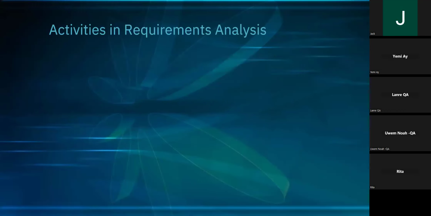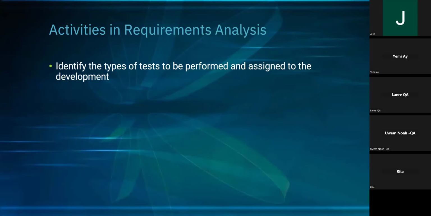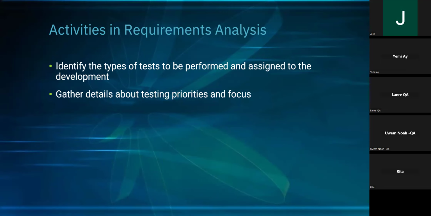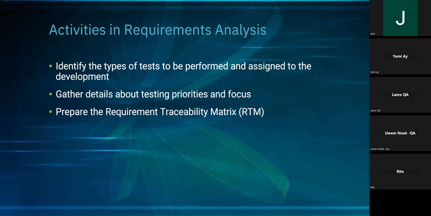So we'll start taking each of them one after the other. The activities in requirement analysis: 1, identify the types of tests to be performed and assigned to the development. That's what you are trying to do. You identify the tests that need to be performed and you assign them. Gather details about testing priorities and focus. Prioritize, you remember. Prepare requirement traceability matrix.